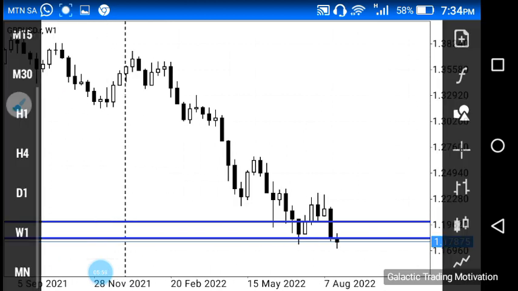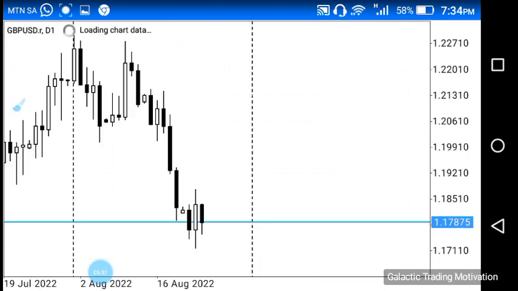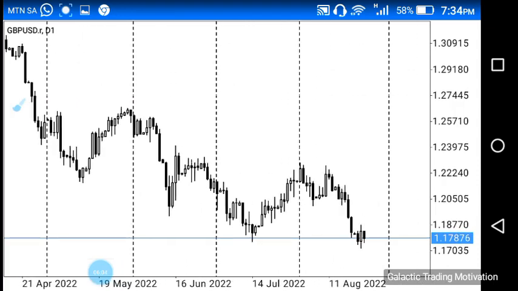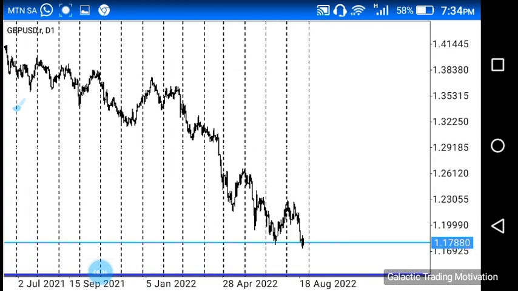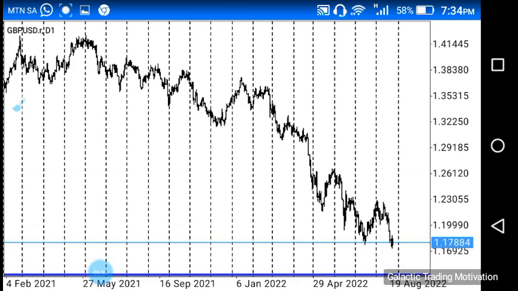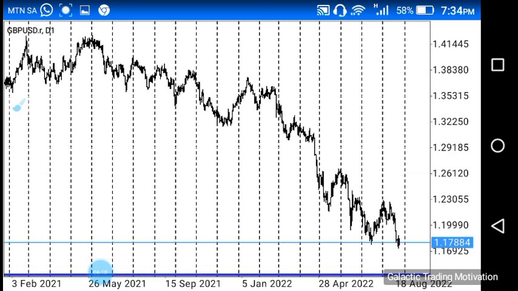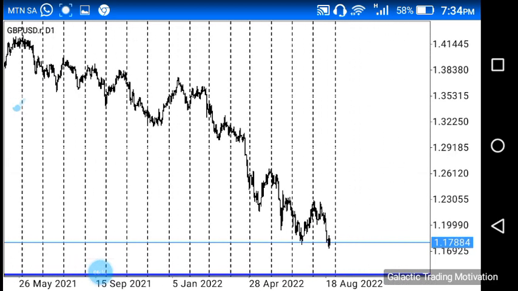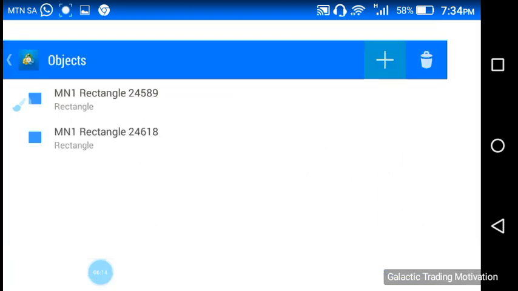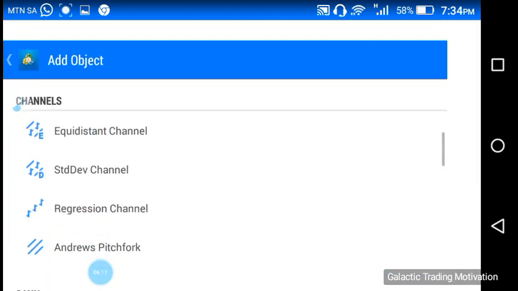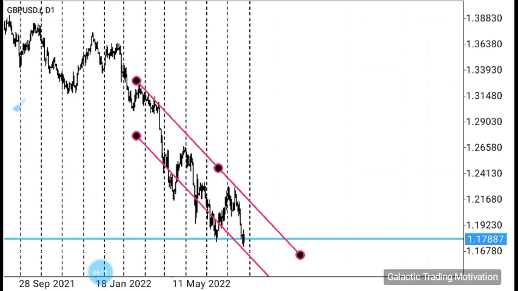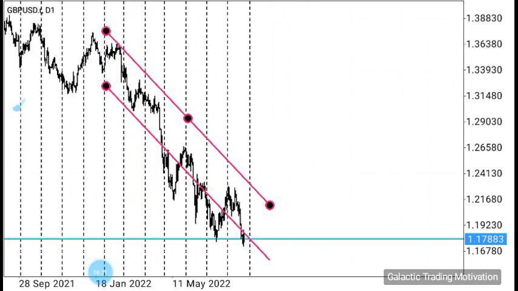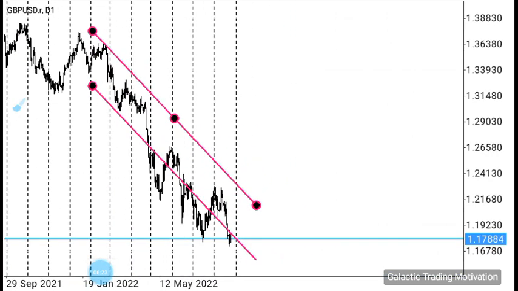So what I'm going to do now is head down to the daily chart. So here we are on the daily chart. The first thing that I'm going to do in as far as the daily chart is concerned is add my daily channel. Just bear with me. Let's see.